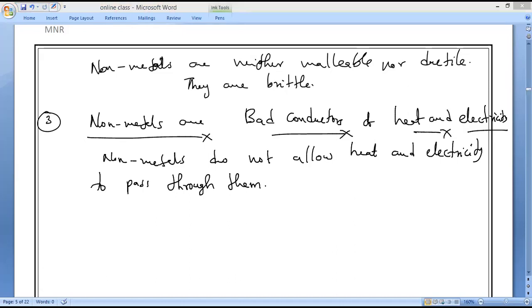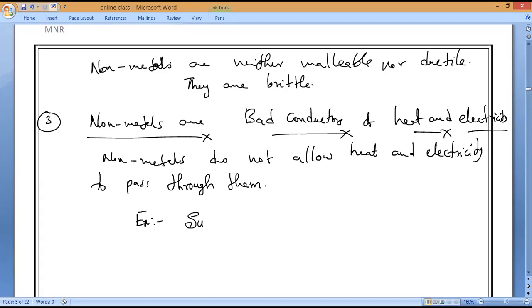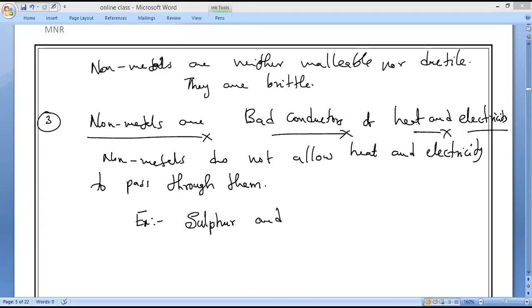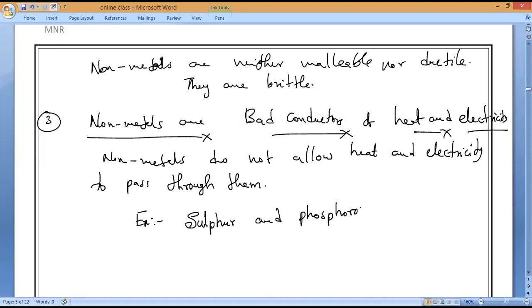For example, what are the examples? Anybody? Sulfur and phosphorus. Omar? Sir, Gopal? Phosphorus will never come, sir. Again, sulfur only. Understanding? Sulfur. Phosphorus is not a good conductor. Understand? Sulfur and phosphorus are non-metals.